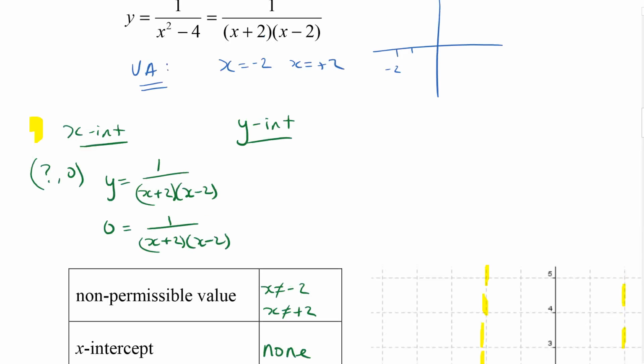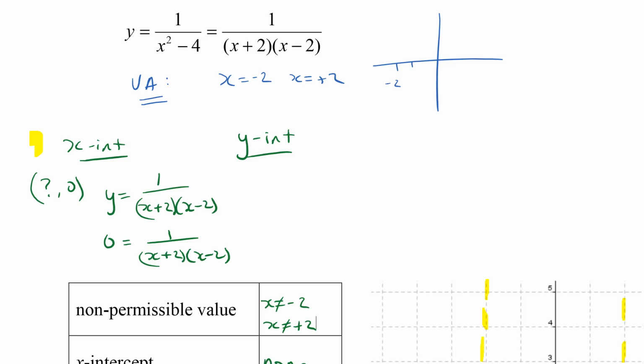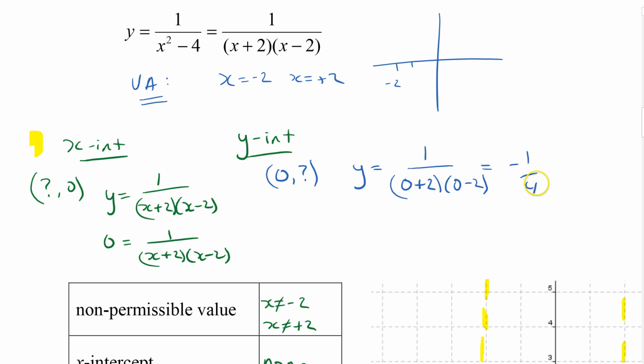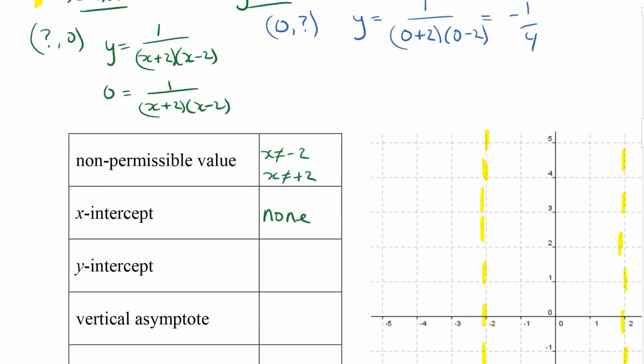Now thinking about my y-intercept, so my y-intercept is when x is 0, what is y equal to? This is a lot easier, isn't it? If I put y is equal to 1 over, well, 0 plus 2 times 0 minus 2, that's the same thing as 2 times -2, so that's -4. So it's going to be -1/4. So here I'm going to put in a value of 0, -1/4.